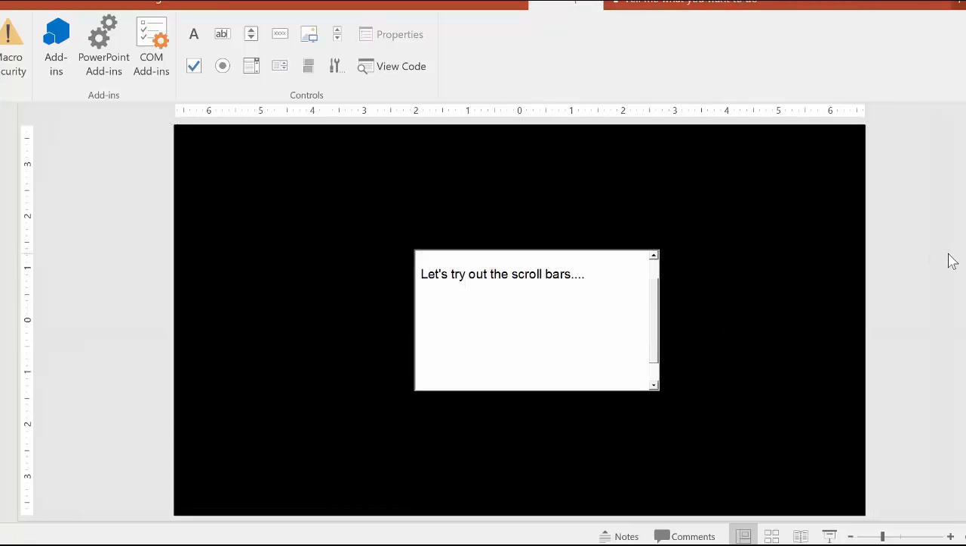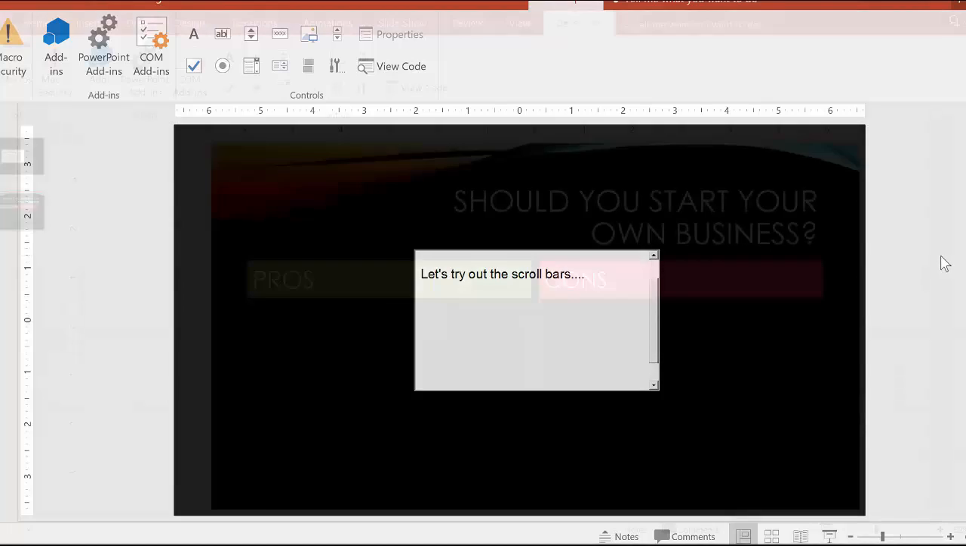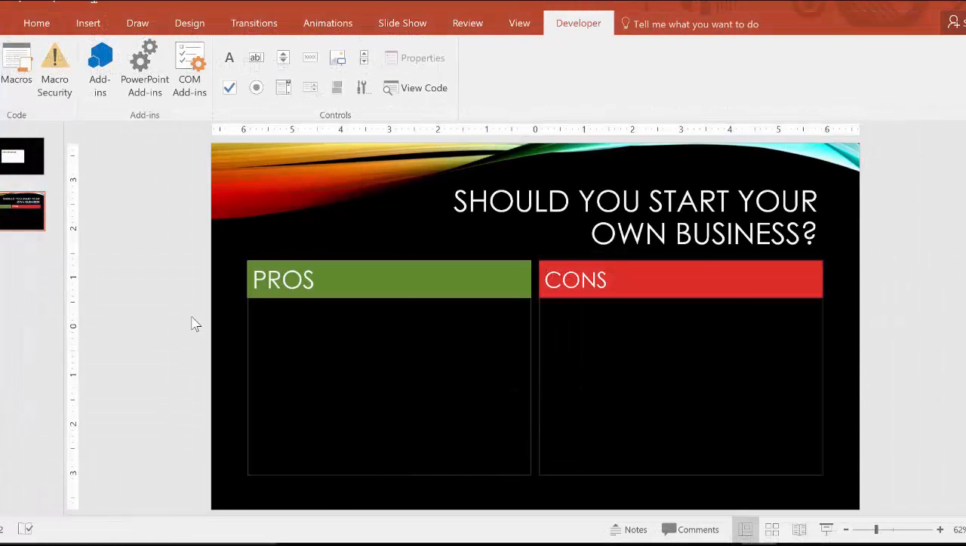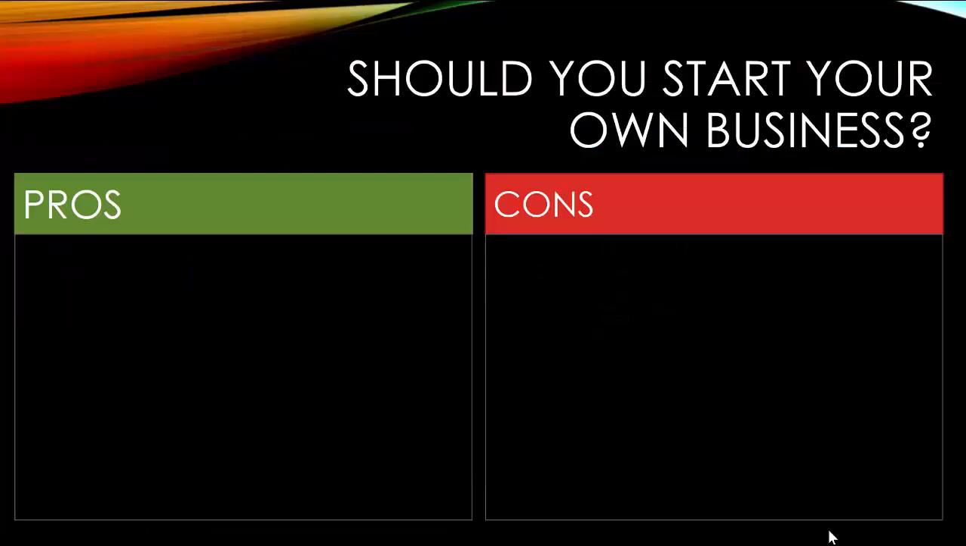And let's take a look at one potential application of this right now. So let's say you have kind of a pros and cons slide that you want to do real time with your audience. And these are text boxes as well. They're just colored black. And let's hit presentation mode, and here's just an example of how, should you start your own business.